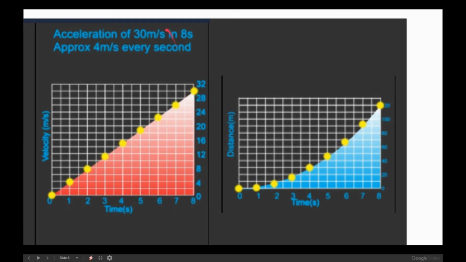So this car has changed in speed 30 meters a second in 8 seconds. So its acceleration is 4 meters per second per second.